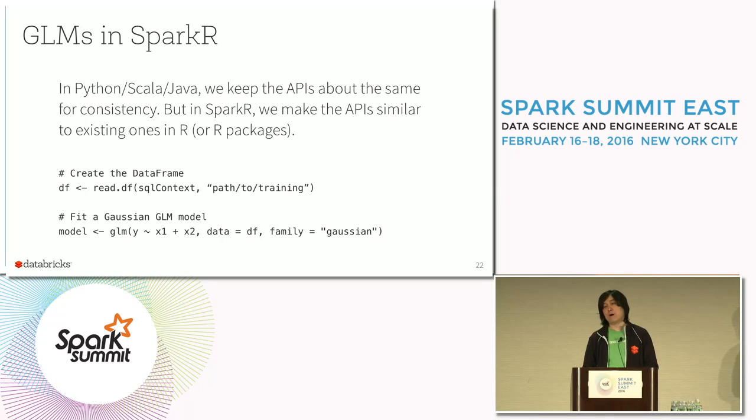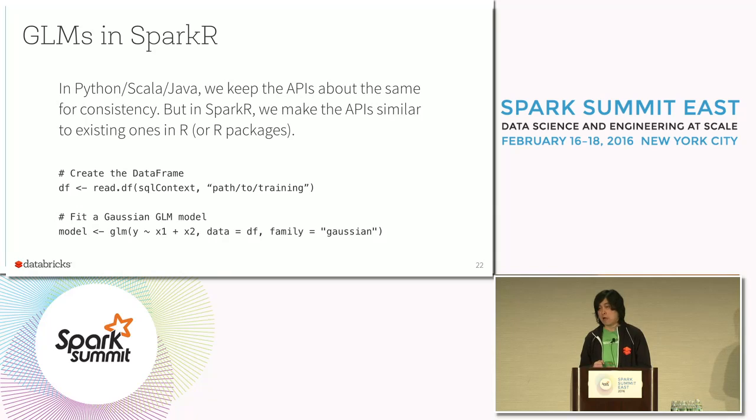However, for our R users, we took a different approach. We try to make the API as similar as possible to existing ones in R and some popular R packages. This is based on some feedback we collected from R users. Usually they are very happy with their R environment. The only thing they complain about is the scalability. So we try to get them familiar with the APIs, so they can use familiar APIs but migrate to Spark very easily.